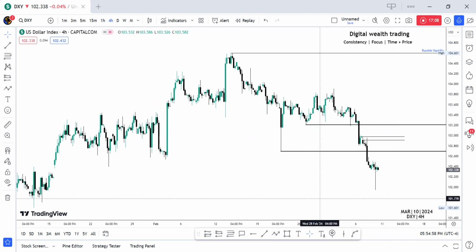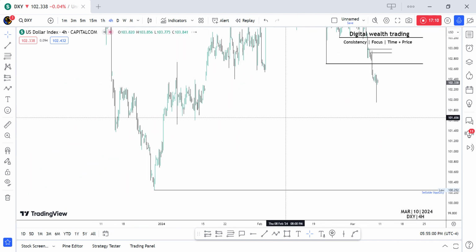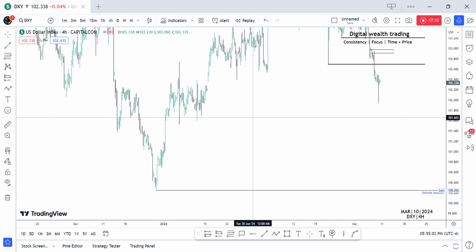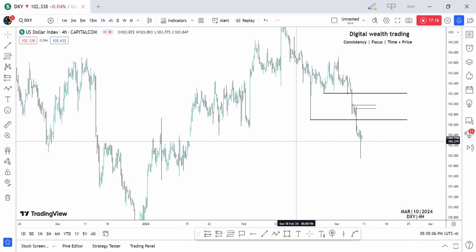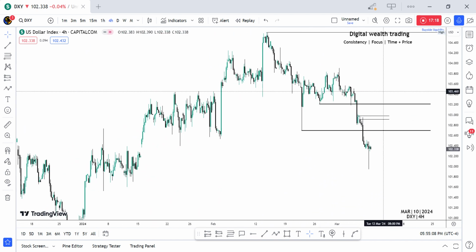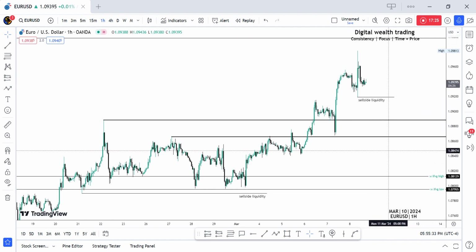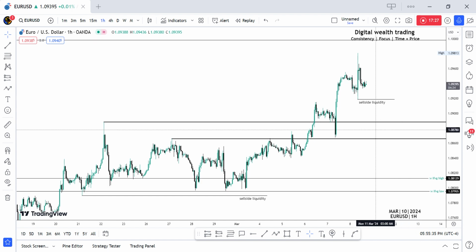So that is basically it, and I don't want to waste much time here. We have sell side here before this, but I don't want to even look into that for now. So let's go to the hourly contract, and we just have little things to say, and we call this a day. So this is the Euro US dollar hourly contract or 60-minute contract.